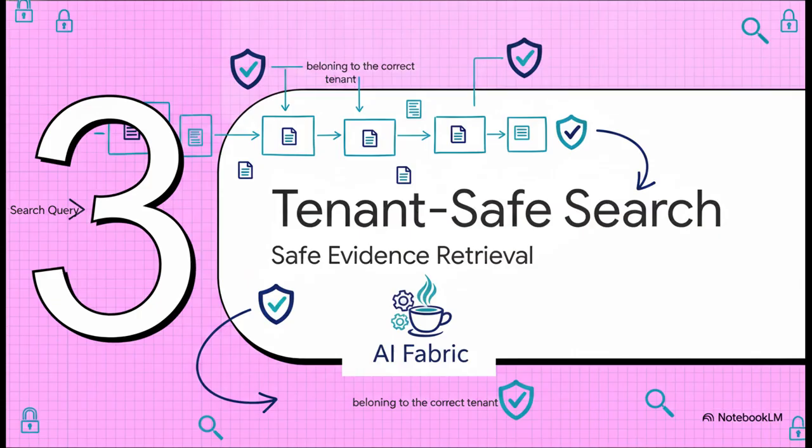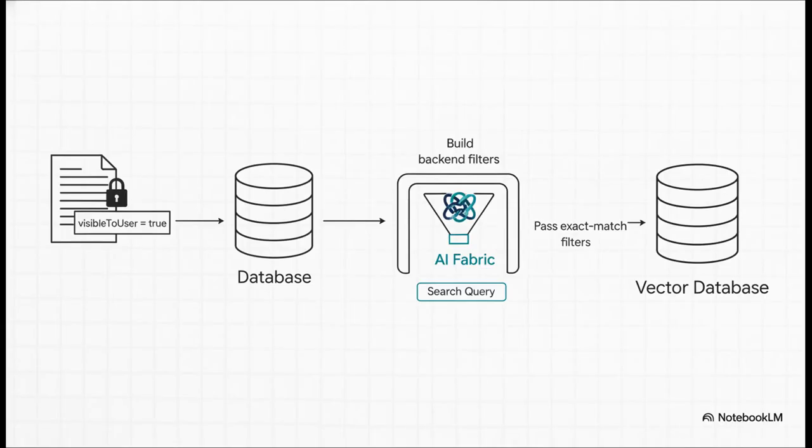Section 3. Tenant-safe evidence retrieval. You know, tenant-safe retrieval actually begins way back when you first save your data. It absolutely demands that you attach stable metadata tags to documents during indexing, something like a reviewed-positive flag, maybe visible-to-user equals true. So when a search happens, your app explicitly constructs strict metadata filters in the back end, completely derived from that trusted context. AI Fabric doesn't just invent these filters. Your code builds them to enforce the boundaries before ever hitting the vector provider.